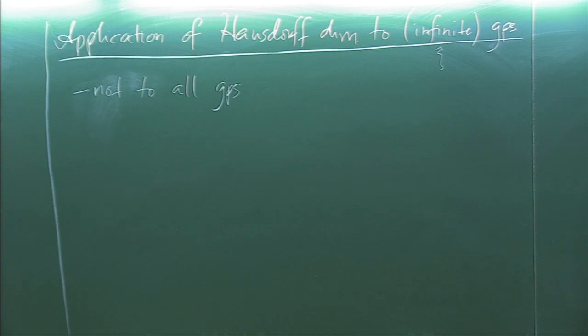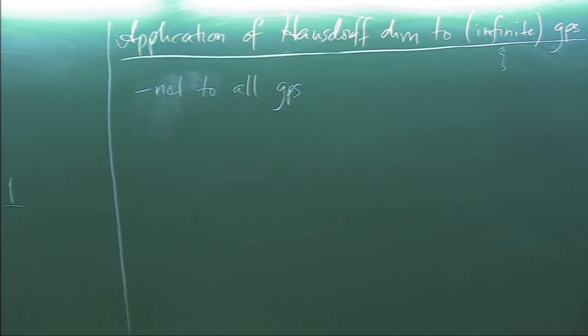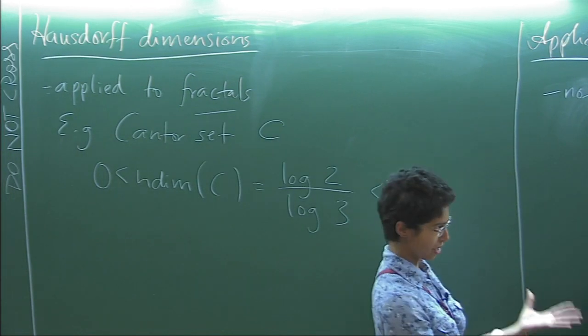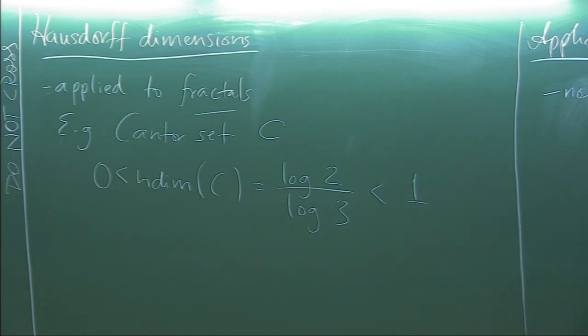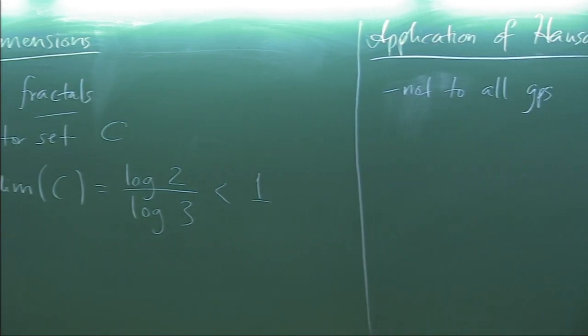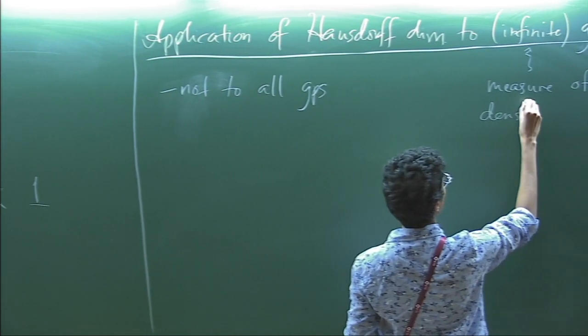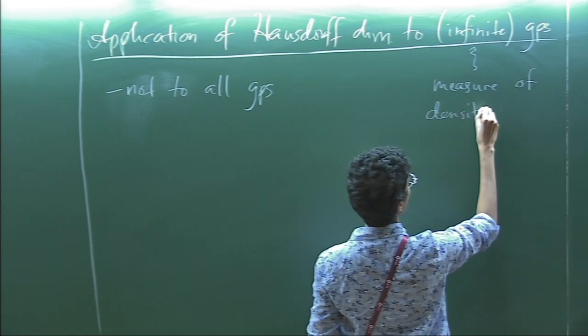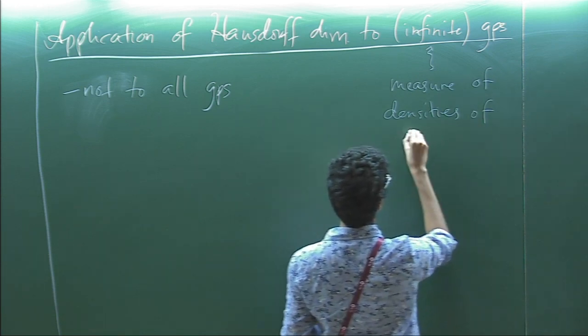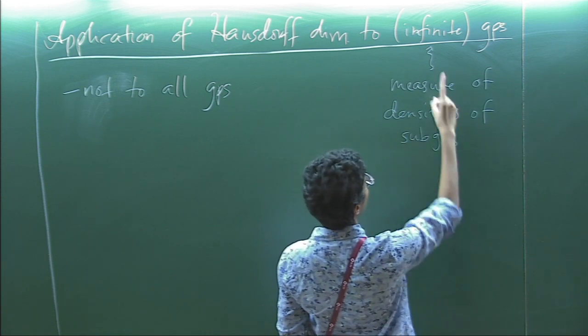Going back to this example here, what did the Hausdorff dimension of the Cantor set actually tell us? It told us, in some sense, how much space the Cantor set takes up within the unit interval. So the Hausdorff dimension is a measure of how dense the set you're considering is in your world. It's a measure of densities. In the context of groups, you're interested in measuring how dense a subgroup is in a given group.